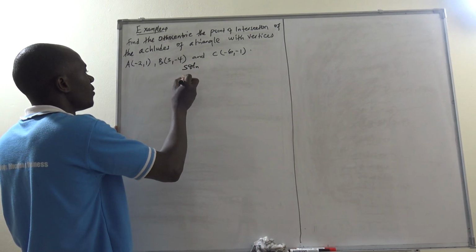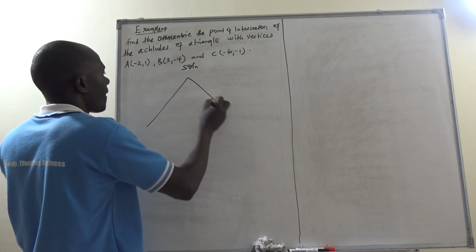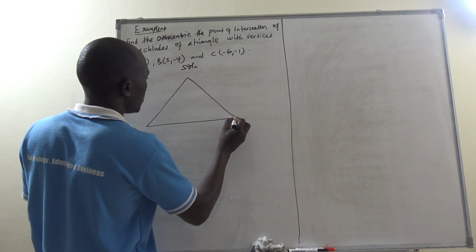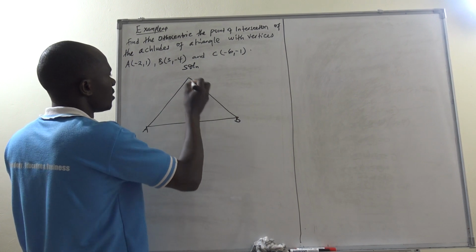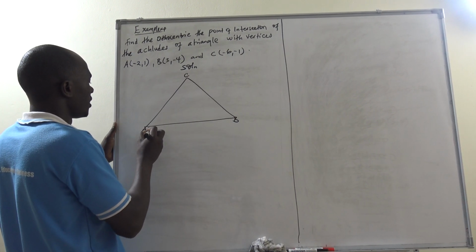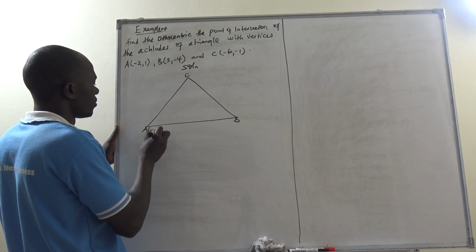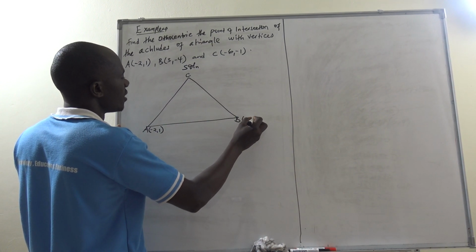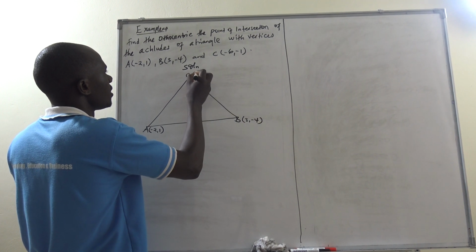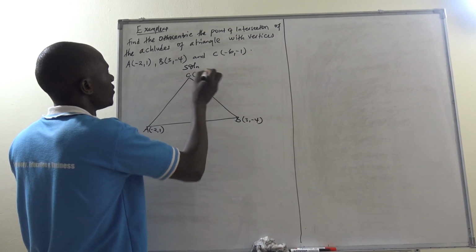So if we try to have our triangle here, this is A, B, C. What is point A? Point A is (-2, 1). What is point B? Point B is (3, -4). What is point C? (-6, -1).